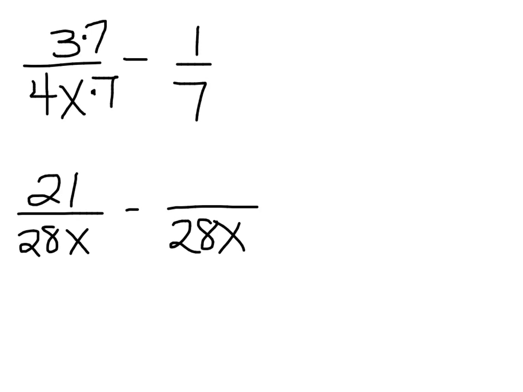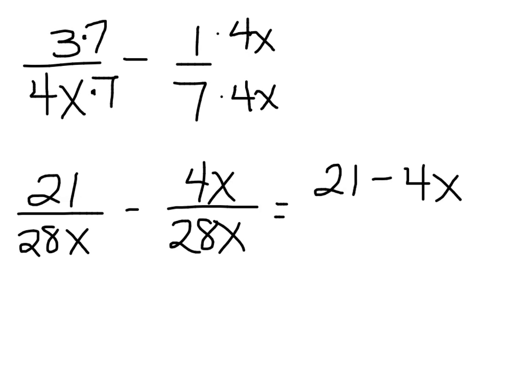Now, for the right-hand side, what times 7 gives me 28x? And x. What's 1 times 4x? Now, adding straight across, because I do have common denominators right now, what's 21 minus 4x? 21 minus 4x. You cannot combine those together because one's got an x and one doesn't.